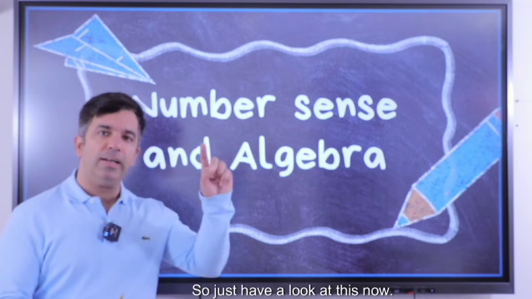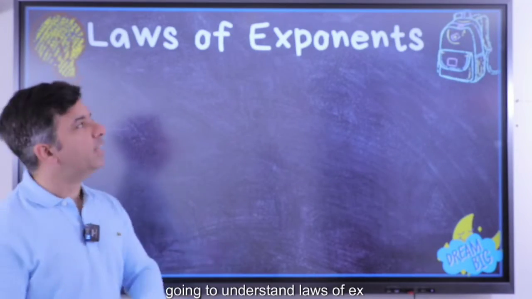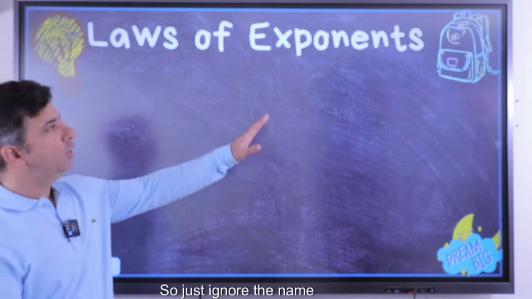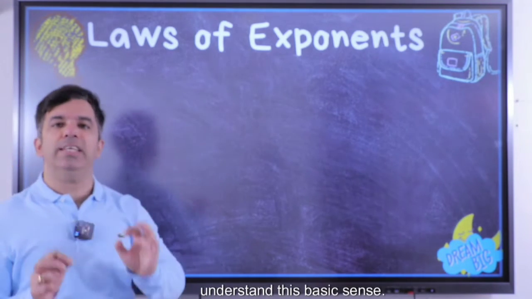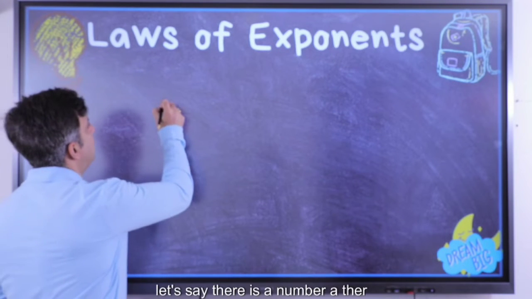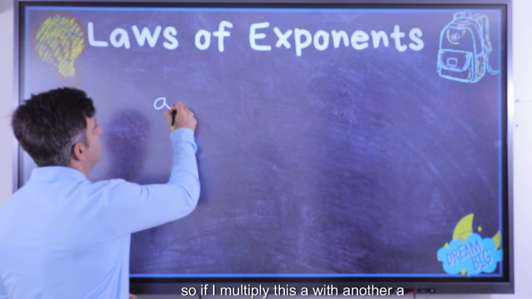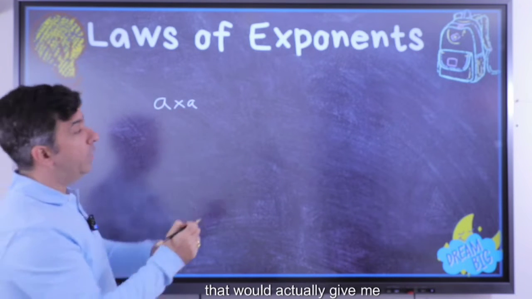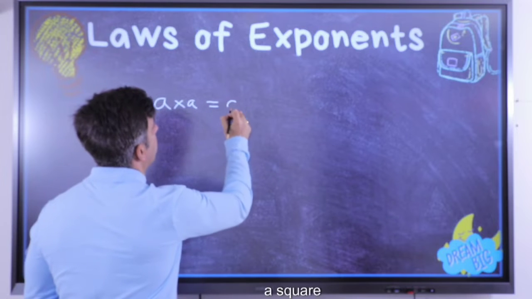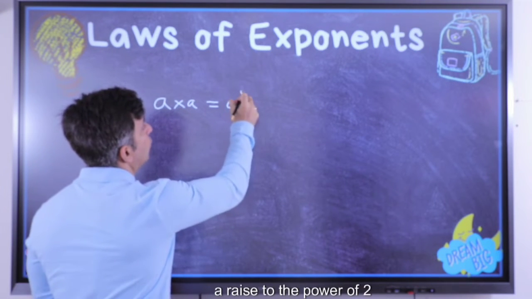So just have a look at this now. This is the heading. We are now going to understand laws of exponents. Just ignore the name for a second and understand this basic sense. Let's say there is a number a. If I multiply this a with another a, that would actually give me a square. A raised to the power of 2.